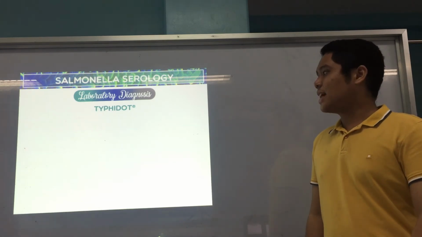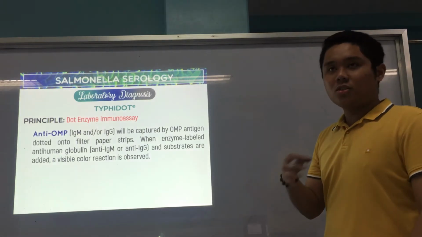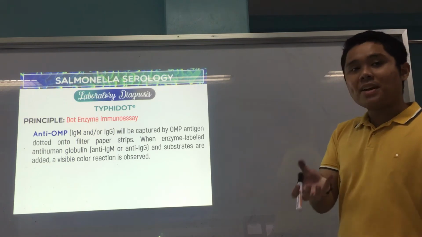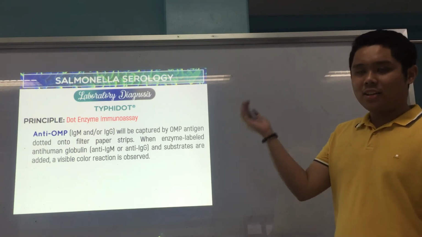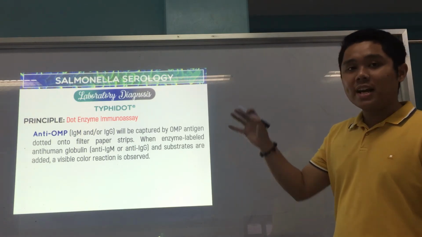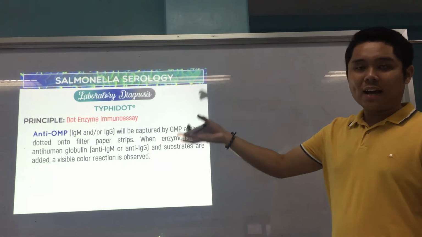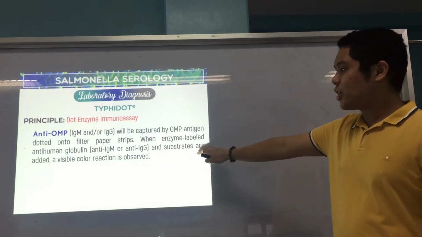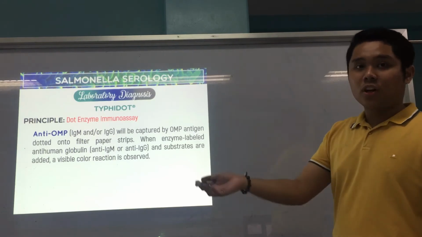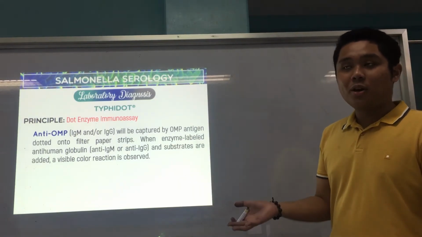Okay. Alright, so again, principle is dot enzyme immunoassay. So anti-OMP, which is what we're detecting, IgM or IgG, will be captured by the OMP antigen that is dotted on the filter paper strips. And when enzyme labeled anti-human globulin is attached, and then the substrate later on after the attachment of your enzyme labeled reagents, you add the substrate and then of course a color reaction will occur and now that is what we observe.